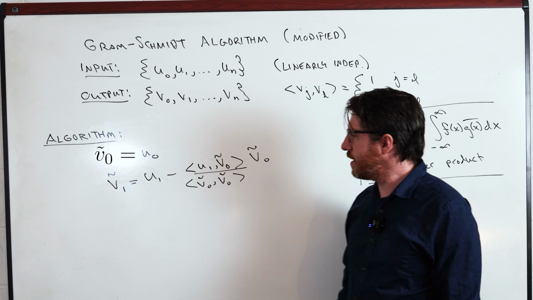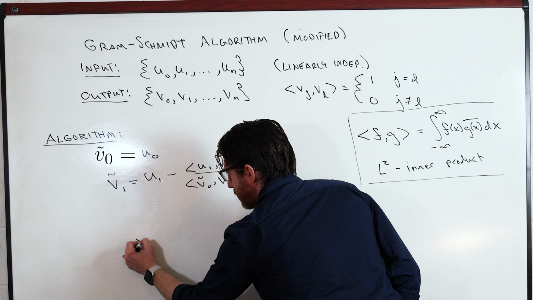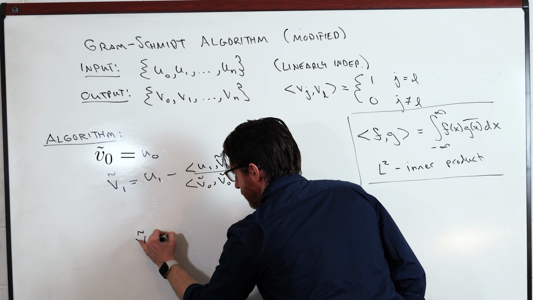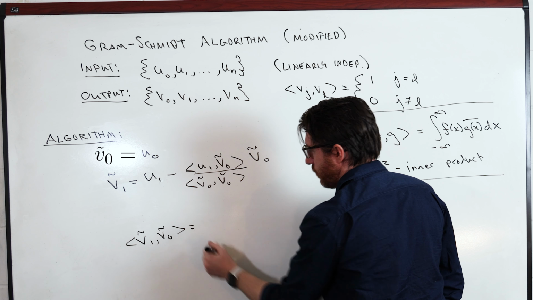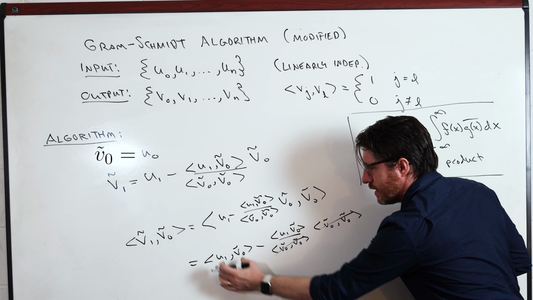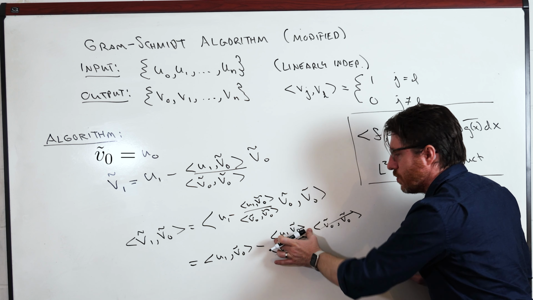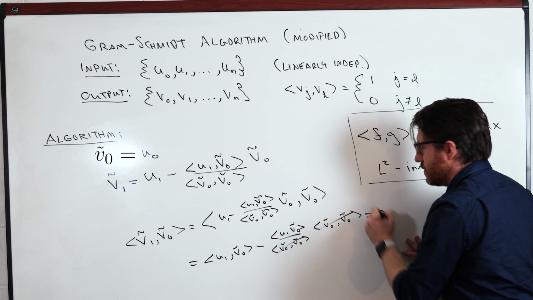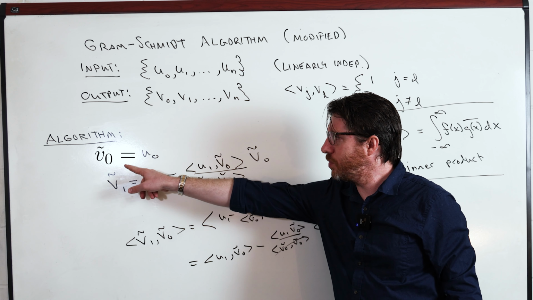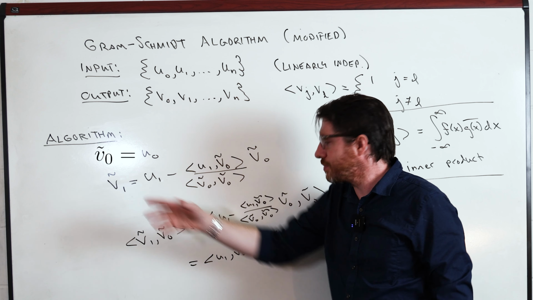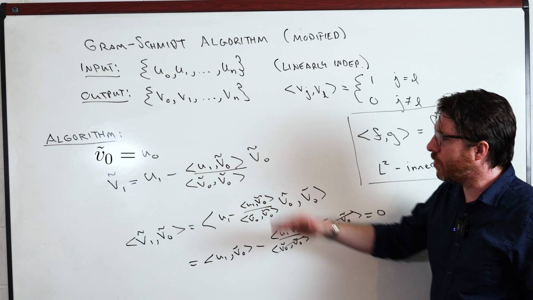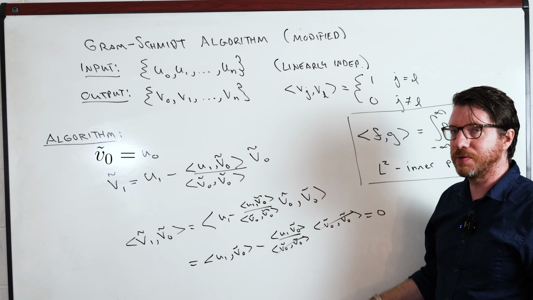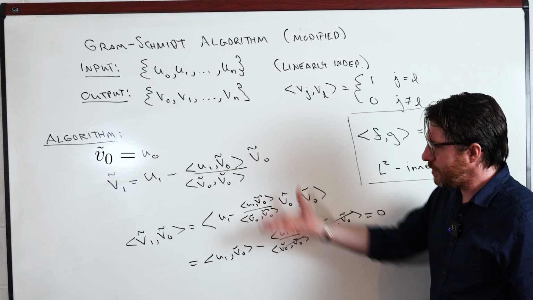You'll note that if I take the inner product between v1 tilde and v0 tilde and expand out v1 tilde, this term cancels that term: it's the inner product of u1 with v0 tilde minus the inner product of u1 with v0 tilde, and so overall this is 0. So v1 tilde is orthogonal to v0 tilde, which is really nice. You can run this same routine for all the ones we're going to make. I'm not going to work it out every single time, but that's the idea.